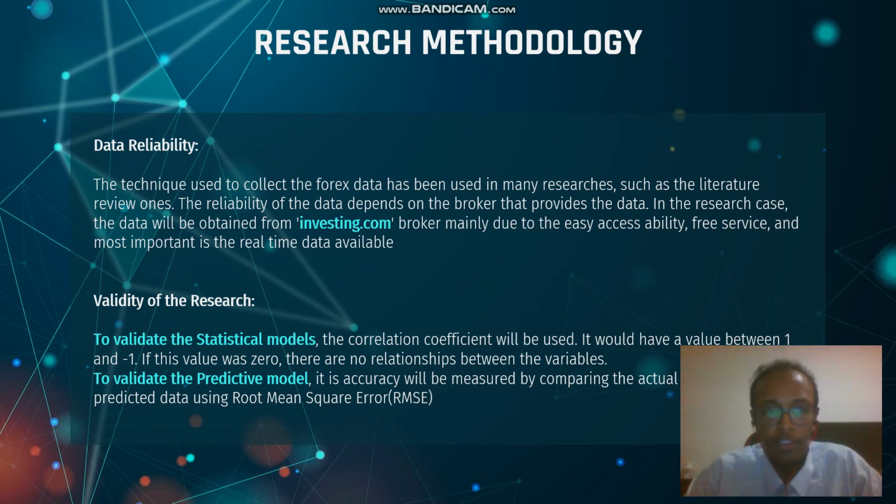Validity of the research: to validate the statistical model, the correlation coefficient will be used. It has a value between 1 and -1. If this value is 0, there is no relationship between the variables. And to validate the predictive model, its accuracy will be measured by comparing the actual data with the predicted data using the root mean square method.